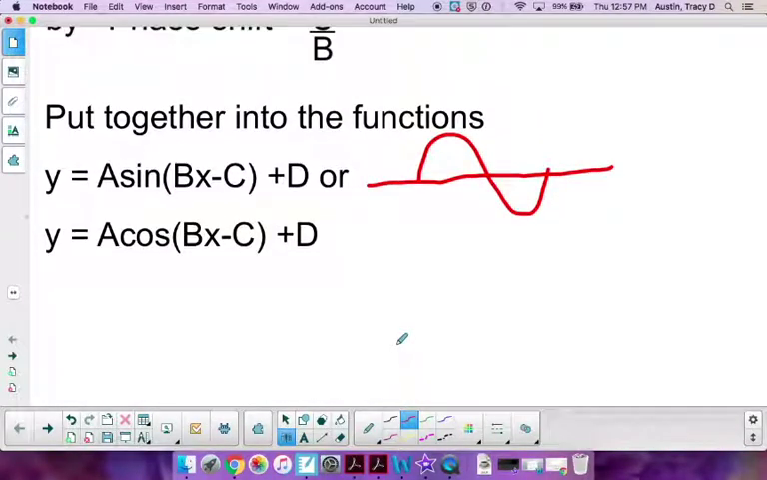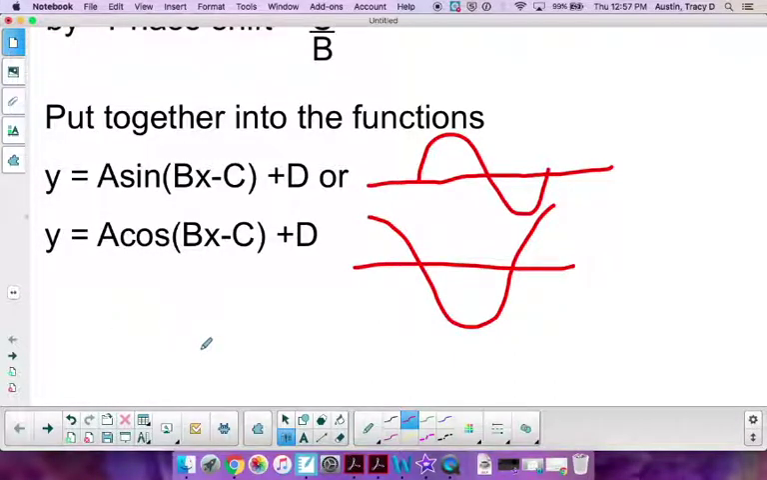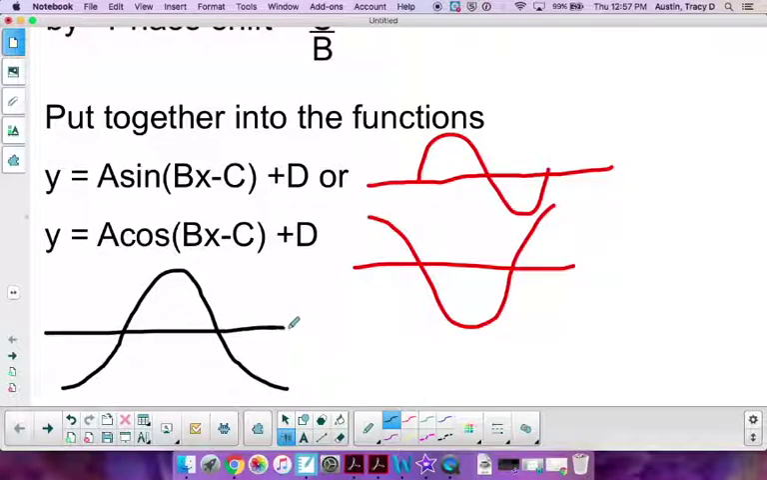All right, if it's a cosine, again, doesn't matter if it's reflected or not. If it's not reflected, it starts at the top, goes down, and then comes back up, with that being the midline. Or if it's reflected, it starts at the bottom, goes up, and then comes back down. Again, depending on if it's reflected or not. But a sine function always starts at the middle, and the cosine function either starts at the top or at the bottom. Okay, and that's how we determine.